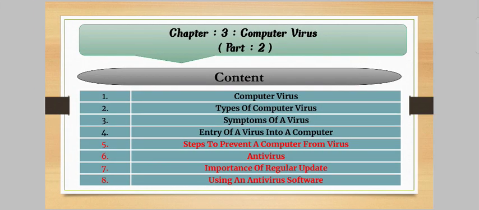And this is the content of this chapter. In my previous video I have already discussed computer virus, types of computer virus, symptoms of a virus, and entry of a virus into a computer. And in this video, I am going to discuss steps to prevent a computer virus, antivirus, importance of regular updates, and using antivirus software. So these 4 topics I am going to discuss in this video.